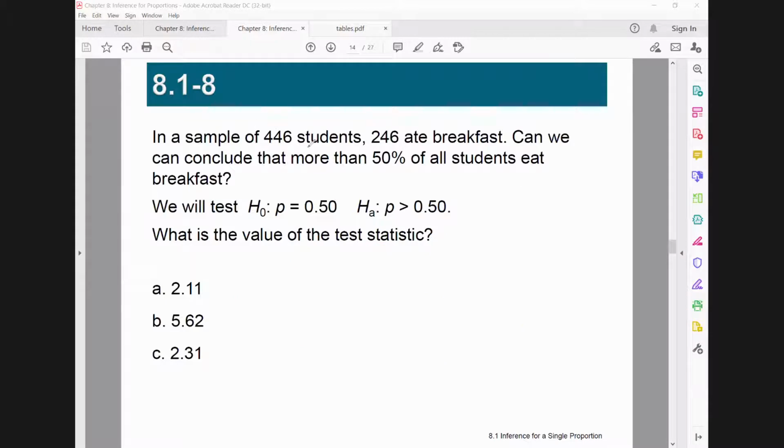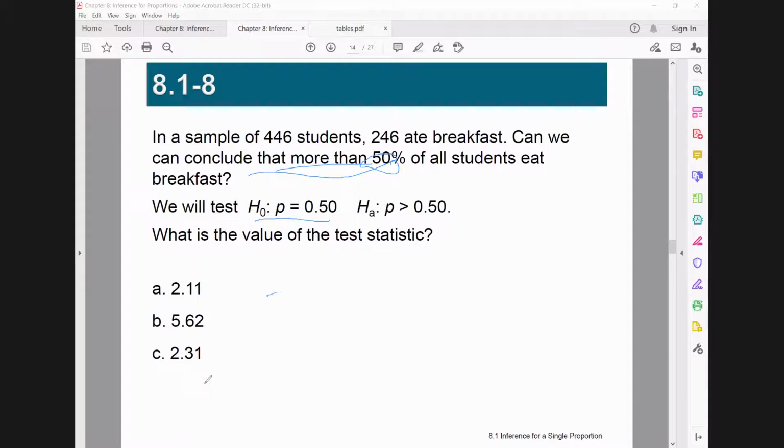In a sample of 446 students, 246 ate breakfast. We can conclude that more than 50% of all students eat breakfast. Then the null hypothesis will be P equals 0.5 and the alternative will be P more than 0.5, because here he said we can conclude that more than, then we have just one side. What is the value of the test statistic?